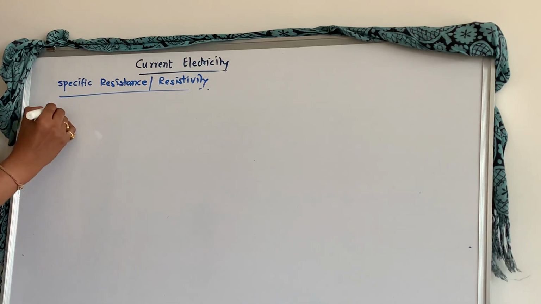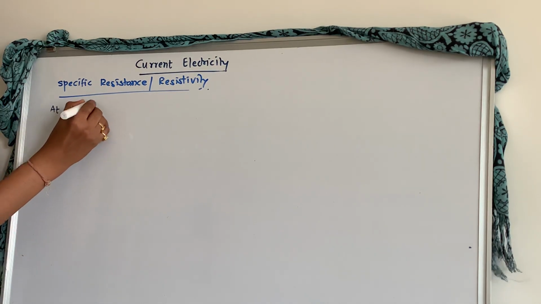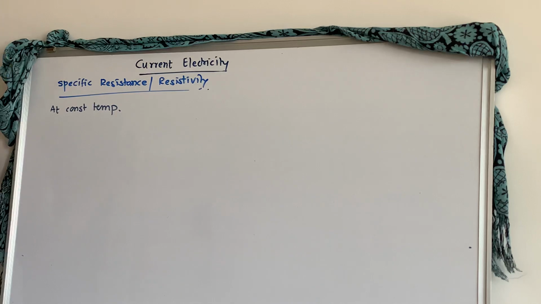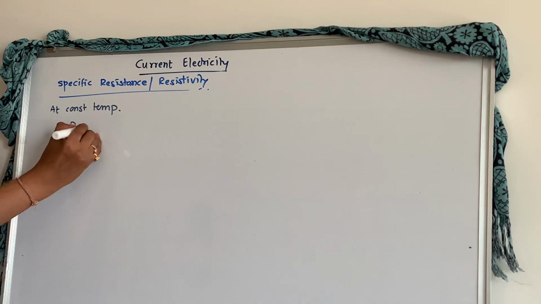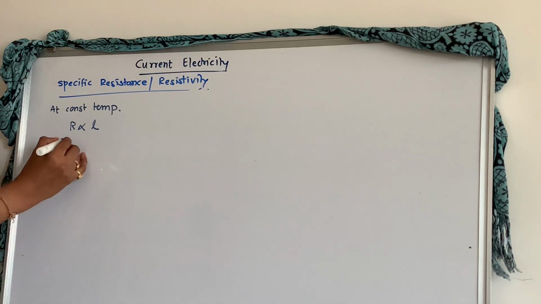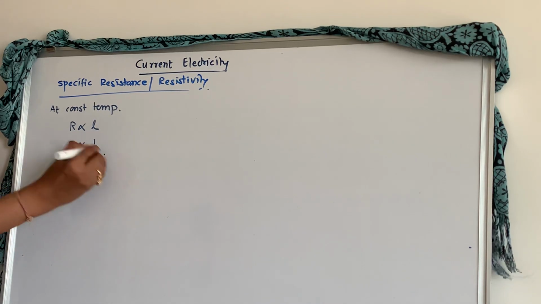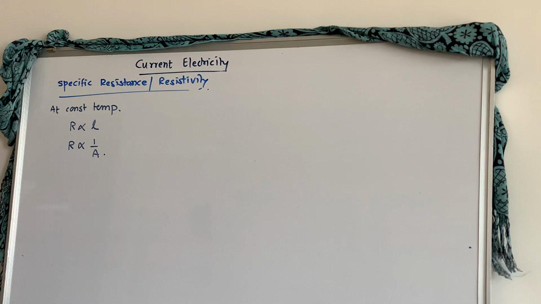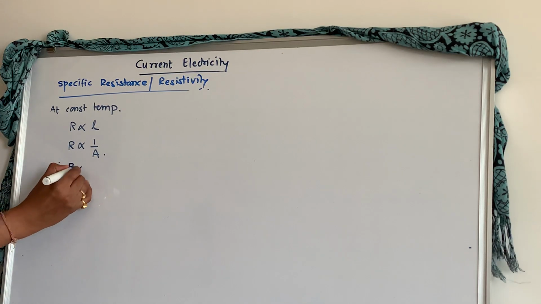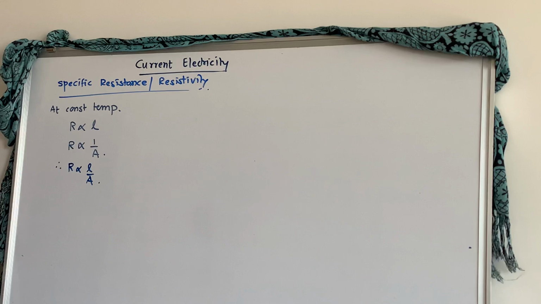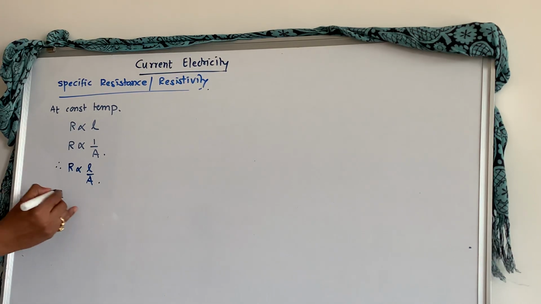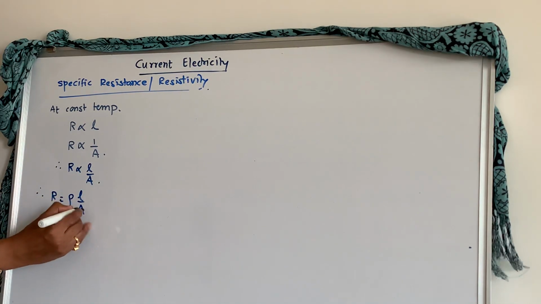We keep the temperature constant. Resistance is directly proportional to length, and resistance is inversely proportional to area. If I combine these two, what will happen? R is proportional to L upon A. If I remove proportionality, then R is equal to some constant rho times L upon A.